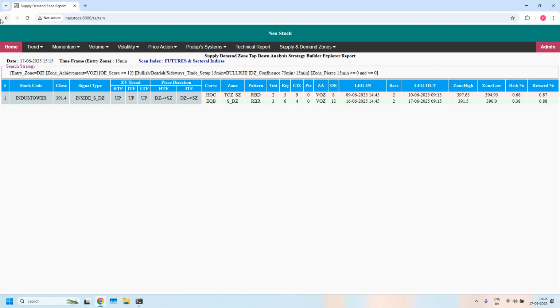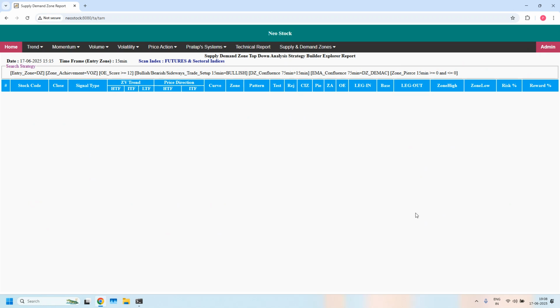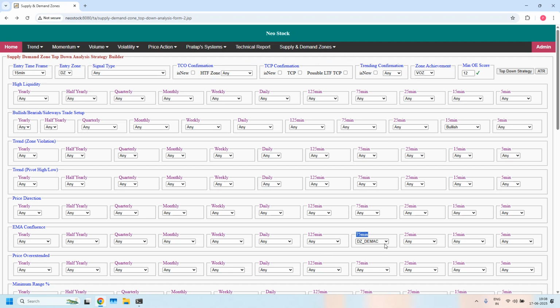Let's check the 75 minutes demand zone having daily EMA or not. 75 minutes demand zone with daily EMA confluence. So that is not filtered. Next, let us look into, I am removing EMA filter.